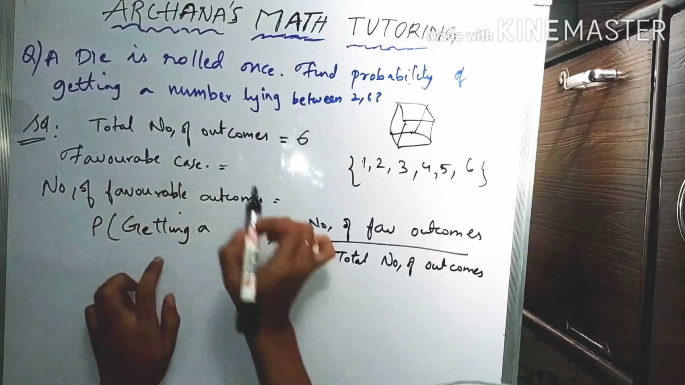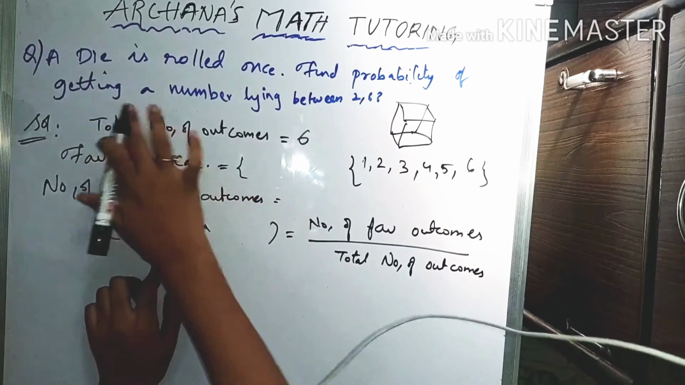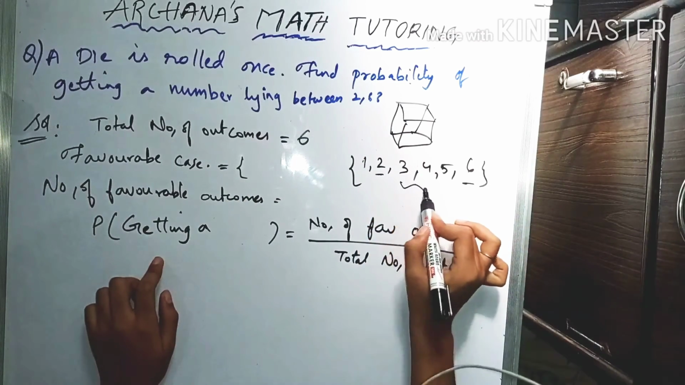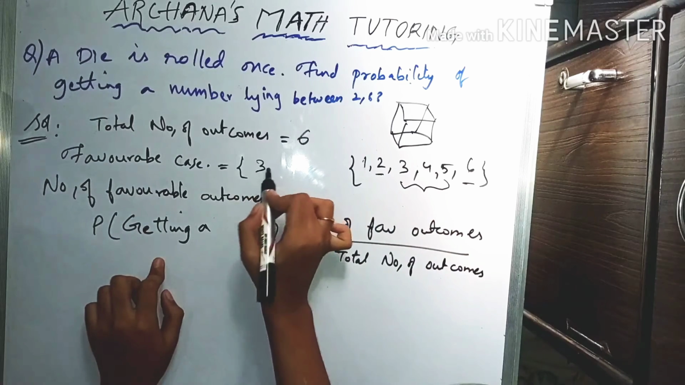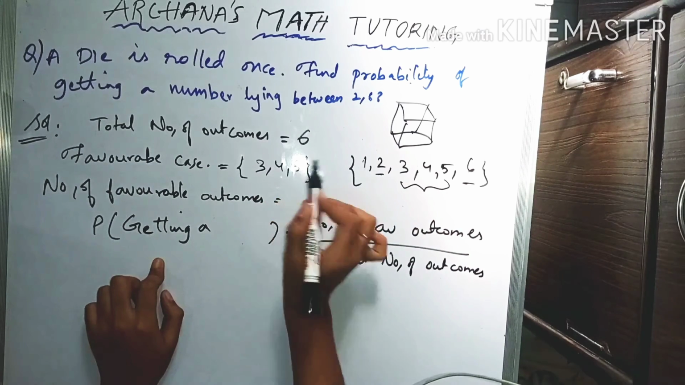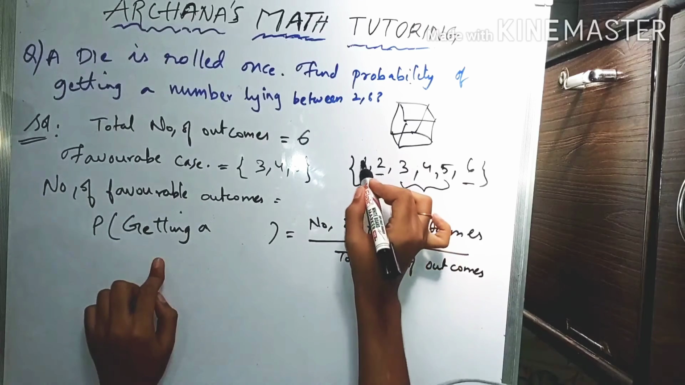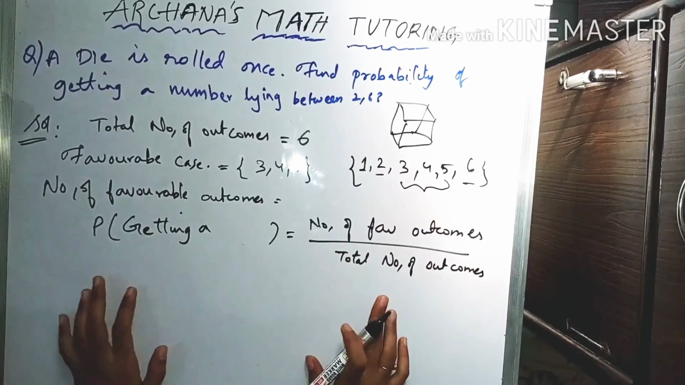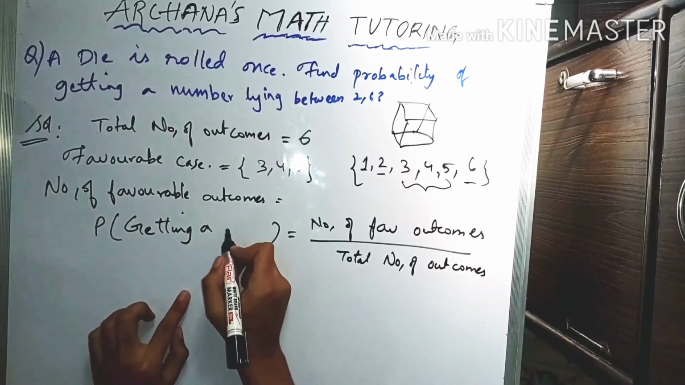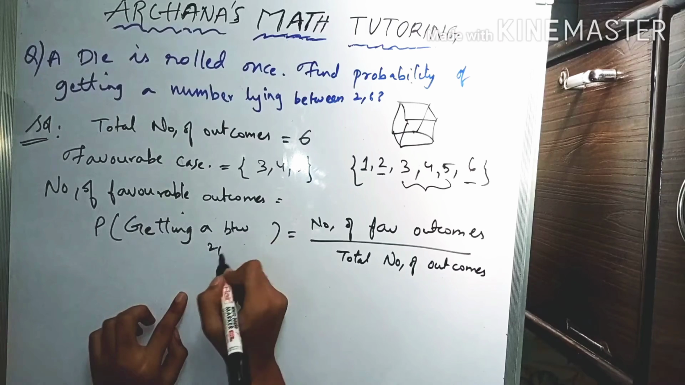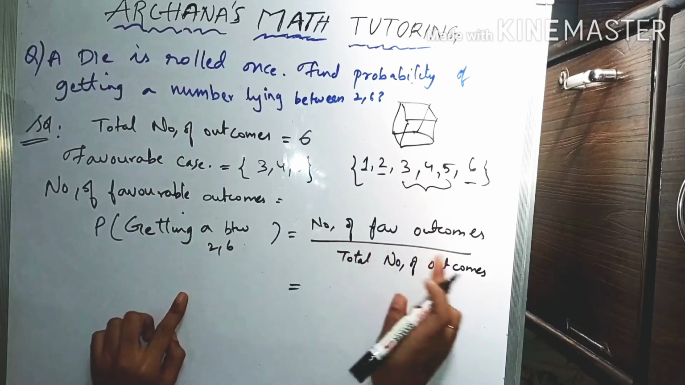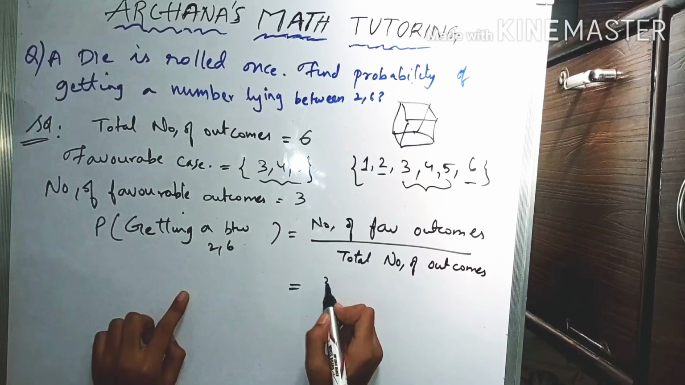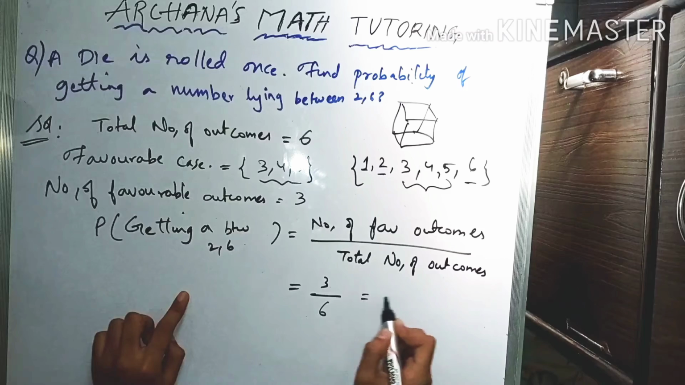So what is our favorable case? Getting a number lying between 2 and 6. So 2 is here, 6 is here. There are 3 numbers between 2 and 6, that is 3, 4 and 5. Do not include 2 and 6, friends, because he mentioned the numbers between 2 and 6, not numbers equal to or in between 2 and 6. So the total number of favorable outcomes is 3 because we have 3 values which are in our favor. So 3 by the total number of outcomes, 6, which is nothing but half.